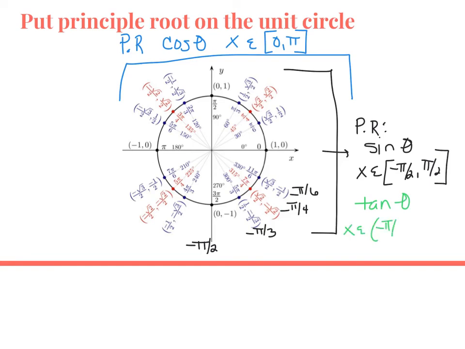include the negative pi over 2 and the positive pi over 2 because tangent is undefined at negative pi over 2 and at positive pi over 2. When we're looking and evaluating arc sine or inverse sine, we really want to focus on this region that's highlighted, and that way we make sure we get our answers correct.